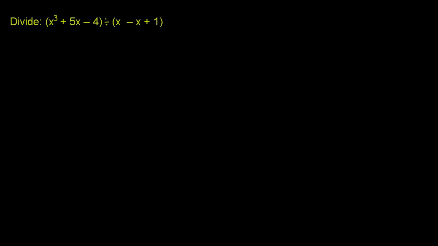We need to divide x to the third plus 5x minus 4 by x minus x. Actually, I think this is supposed to be an x squared. Let me correct it. So we're going to divide x to the third plus 5x minus 4 by x squared minus x plus 1. And just to see the different ways we could rewrite this, we could rewrite this as x to the third plus 5x minus 4 divided by x squared minus x plus 1.